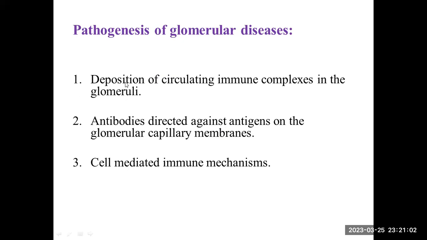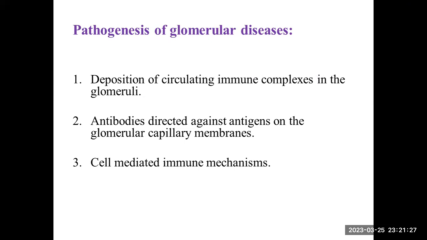So this is the first mechanism. Sometimes the antigen might not come from inside the body. It might be an extrinsic antigen. For example, a drug. The patient might ingest a certain drug, and this drug might act like an antigen in the blood, and it might lead to formation of immune complexes. Or this antigen might be some sort of infection, could be an infectious antigen. And this is classically seen in a condition called post-streptococcal glomerulonephritis.